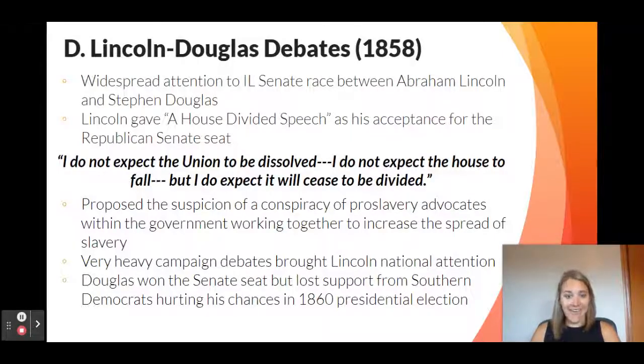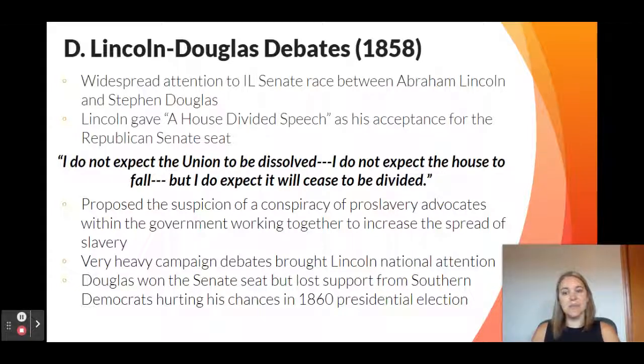All right, next up is our Lincoln-Douglas debates. And so we already mentioned Stephen Douglas earlier in this lesson. He was the one who proposed the Kansas-Nebraska Act. So there's an Illinois Senate race that garnered a huge amount of national attention between Douglas and Abraham Lincoln. And there was a series of debates that really brought Lincoln into the national spotlight. Most importantly was his speech called A House Divided. And here's a tiny excerpt.